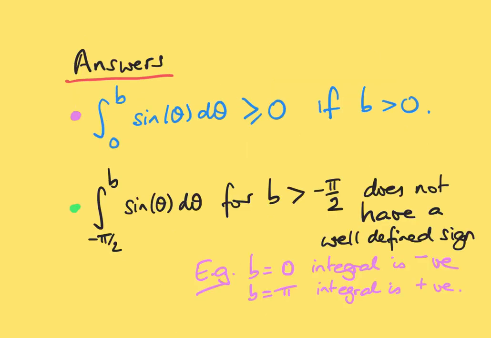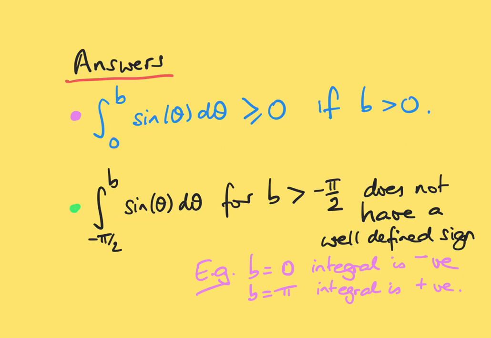So here are the answers that you should get. This integral, if b is greater than naught, from naught to b, is always going to be positive or 0. So for example, if b is equal to 2 pi, it will vanish. But generally for all points apart from 2 pi, 4 pi, 6 pi, etc., this integral will be positive.